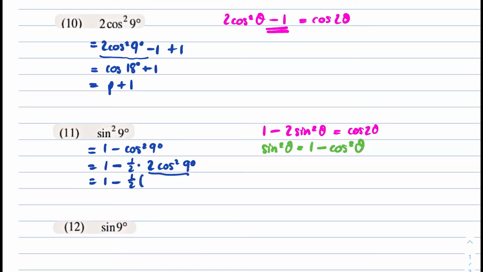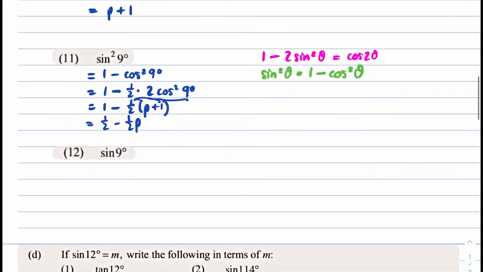So we have 1 minus a half of p plus 1. If we distribute this in, we're going to have a half minus a half of p, or 1 minus p over 2. And now we know what sine squared 9 degrees is. Now they're asking us for the sine of 9 degrees.